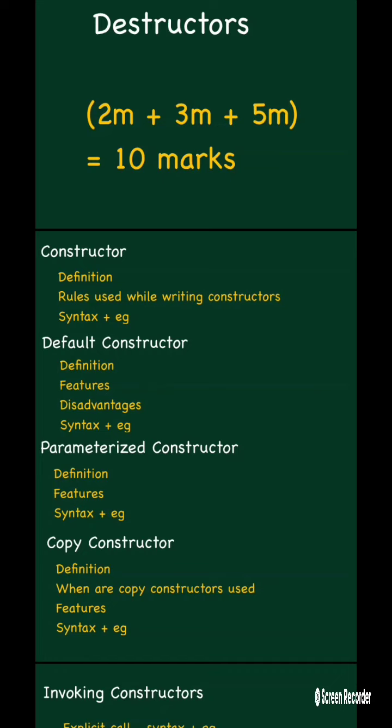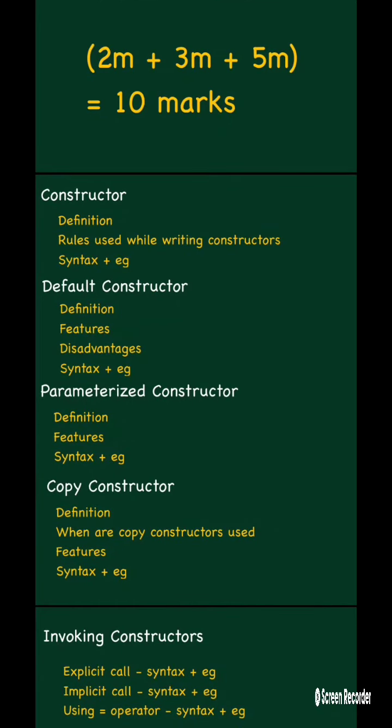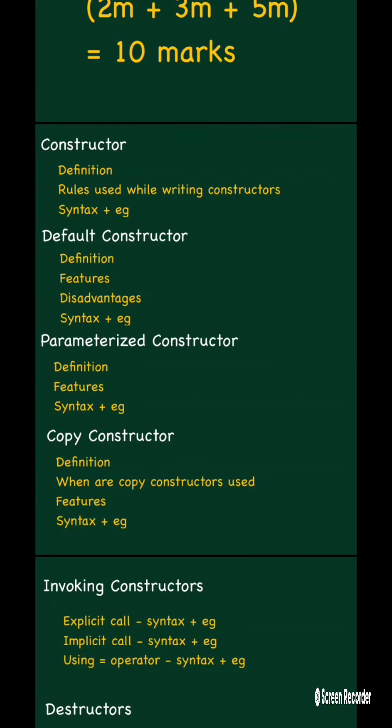How many types of constructors are there? Three: default constructor, parameterized constructor and copy constructor. For each type of constructor you have to learn the definition and its features. Are there any advantages or disadvantages? Along with syntax and example, you have to be prepared. For the default constructor: definition, features, disadvantages, syntax and example. Then the parameterized constructor: definition, features along with syntax and example.